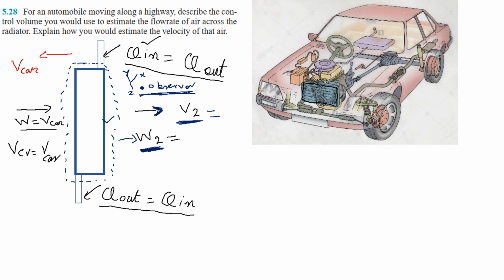For this velocity the reference point is this observer, and for this velocity W2 the reference point is this control volume. That's what we did in the airplane case for the jet engine. So if I would like to write velocity V2 in an equation, the absolute velocity will be equal to the velocity of the control volume plus the velocity of the air coming out of the radiator, but measured with reference to the control volume.